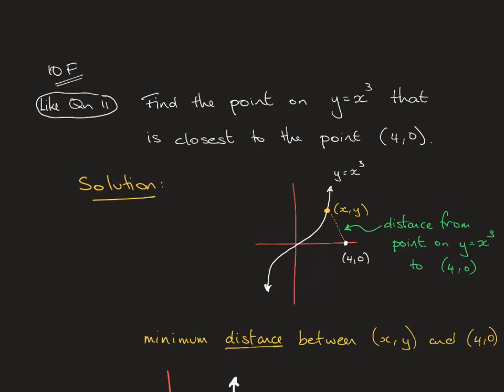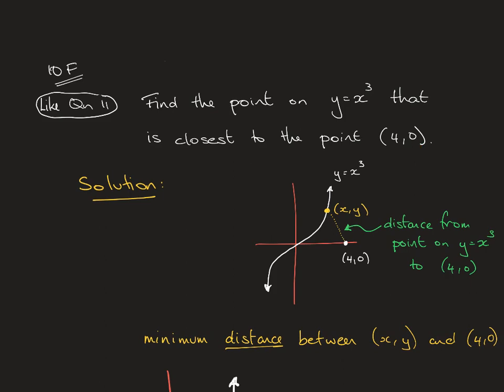So in this video I want to take you through some of the more difficult questions in 10F. One that is surprisingly complex based on a very short question is question 11. I've got an example here that has x cubed and a different point from question 11, but the process is the same. Find the point on y equals x cubed that is closest to the point (4, 0). And that's all it says.